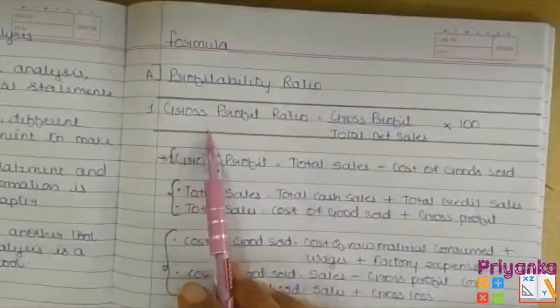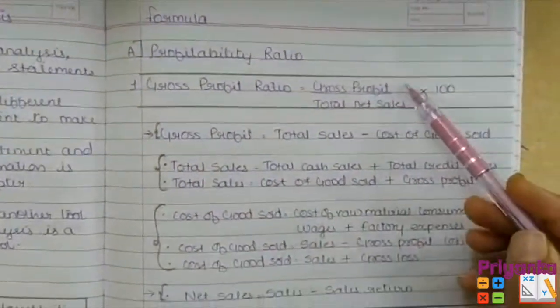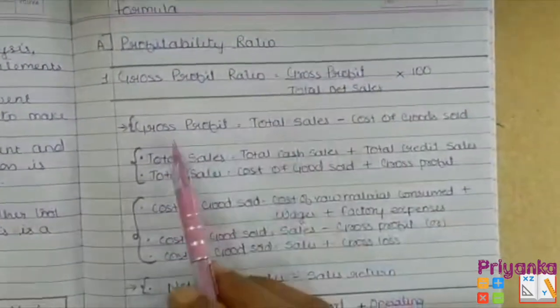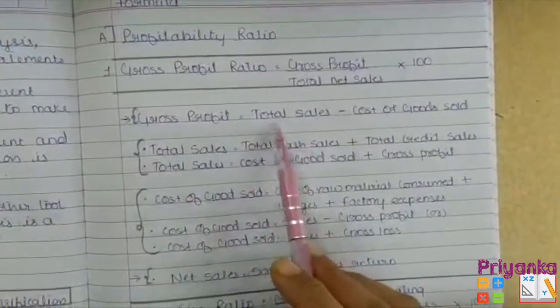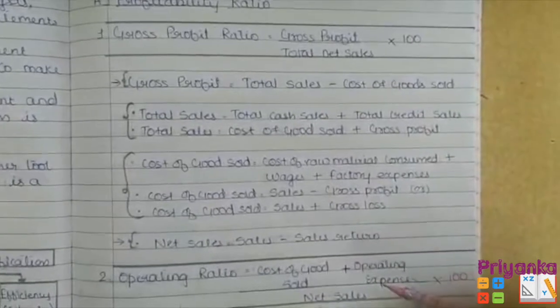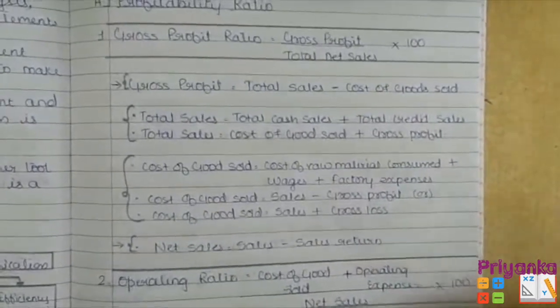Here you can see the gross profit ratio. The formula is gross profit divided by total net sales into 100, where for finding gross profit we have to take total sales minus cost of goods sold. Each and every formula you are going to write down in your notebook.